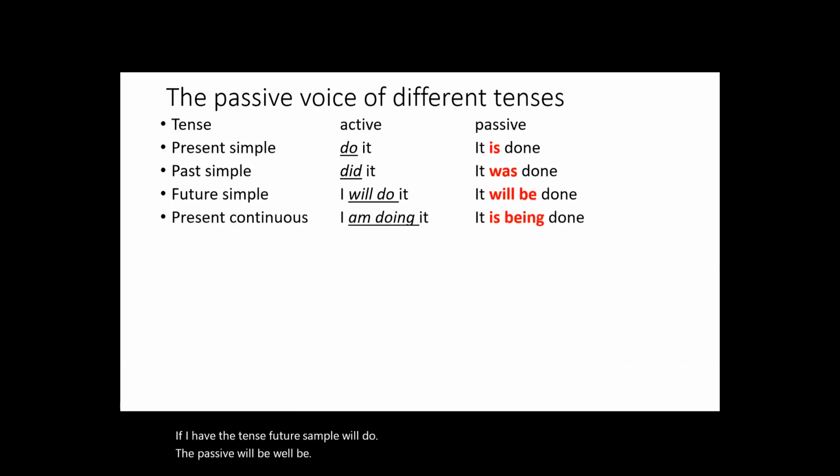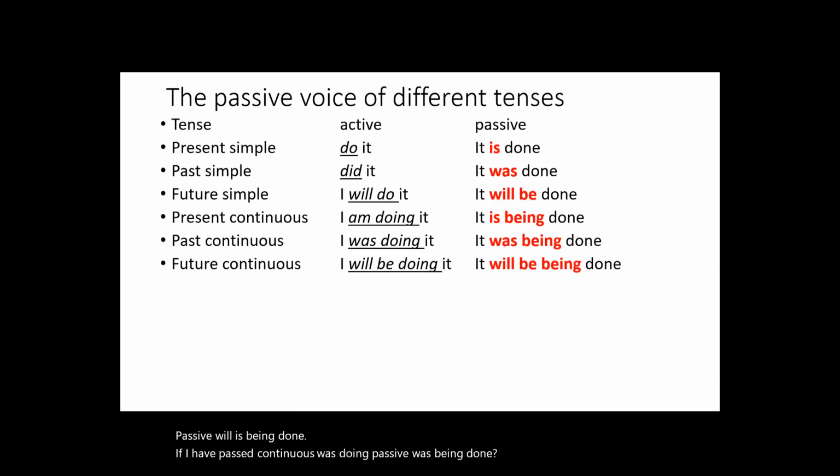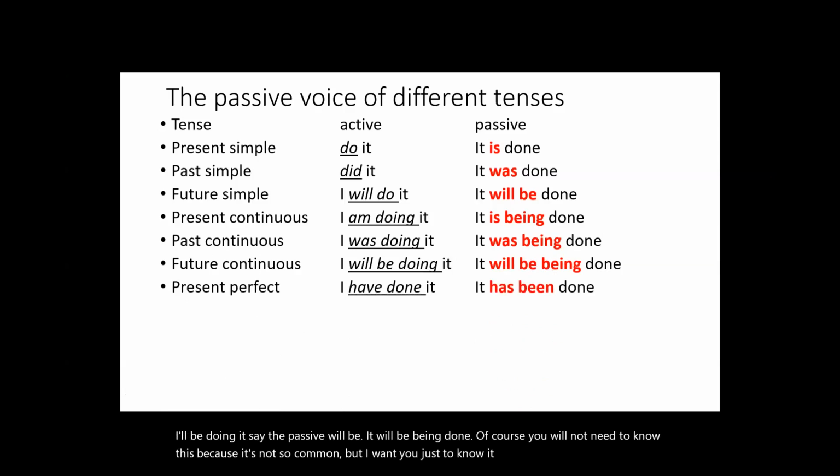If I have the tense present continuous, which means I'm doing, I am doing it, the passive will be is being done. If I have past continuous, was doing, the passive is was being done. Okay, if I have future continuous, I'll be doing it, so the passive will be it will be being done. Of course, you will not need to know this because it's not so common, but I want you just to know it. Present perfect, which you will see a lot actually.